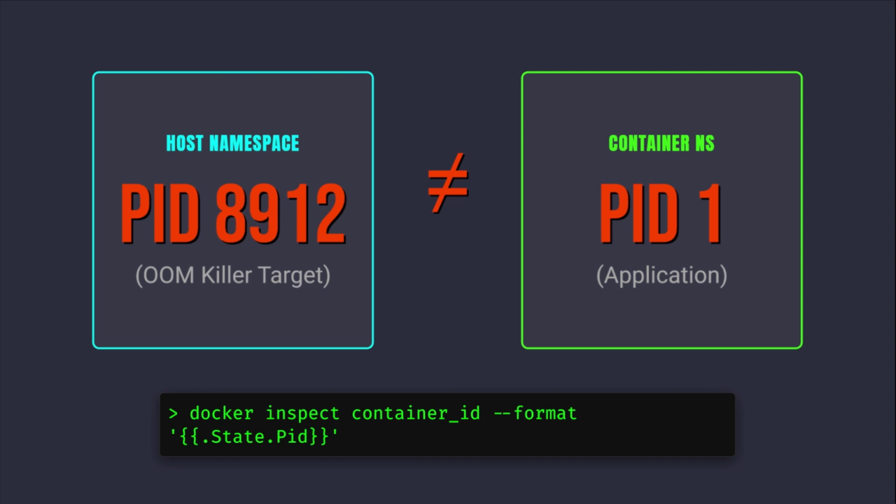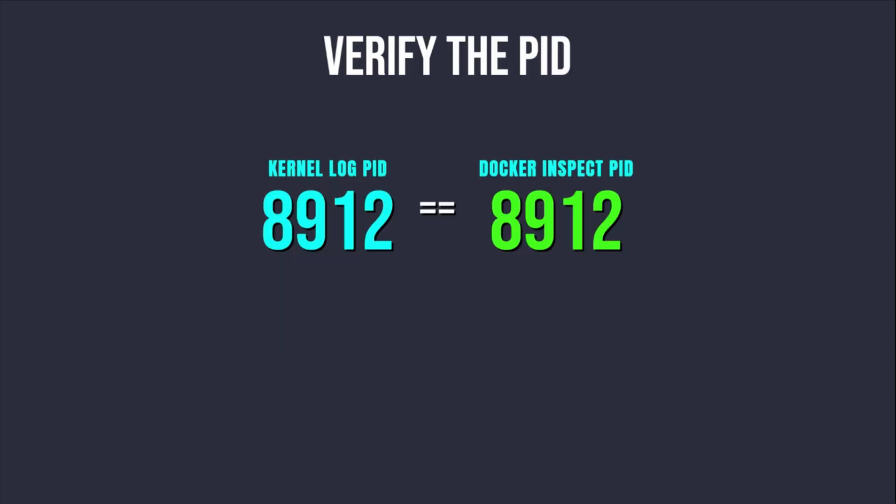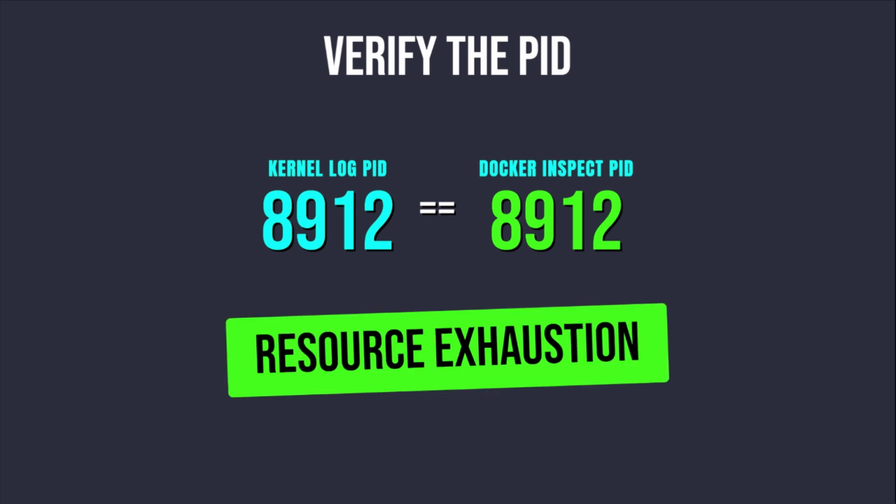To link this back to the specific container, use the command docker inspect container ID --format '{{.State.Pid}}'. Match this host PID against the victim PID listed in the kernel logs. If they align, the diagnosis is confirmed: resource exhaustion. If the PID does not align, check for manual docker kill -s SIGKILL operations or external orchestration system terminations. However, 137 almost always points to the OOM killer.